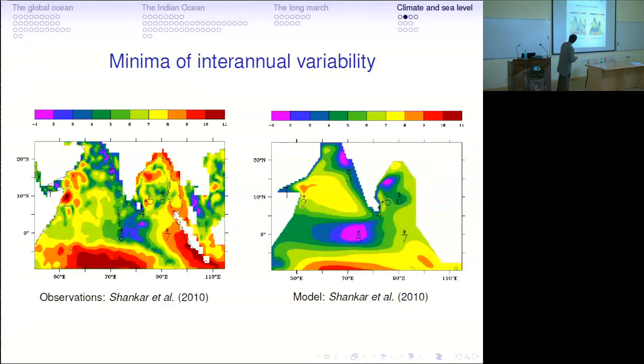This is a simple model solution driven by idealized winds, and you can see that it produces roughly the kind of features you see. Some details differ, but you get this minimum variability off the east coast of India, the west coast of India, in the Gulf of Aden, and along the coast of Oman. The question is, why does it happen?